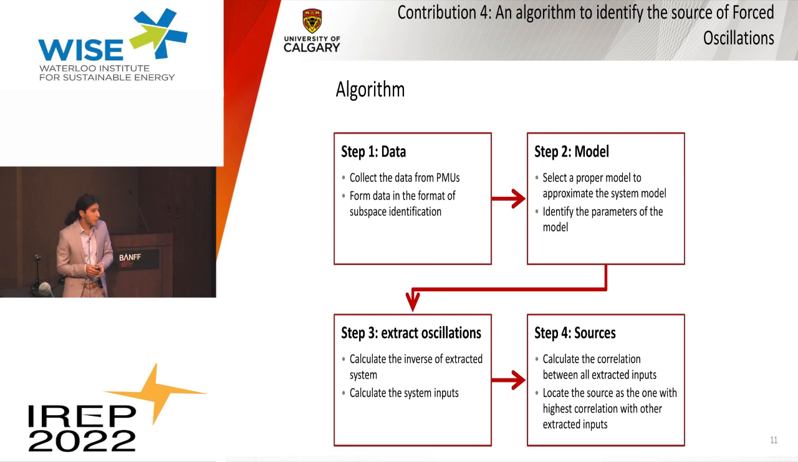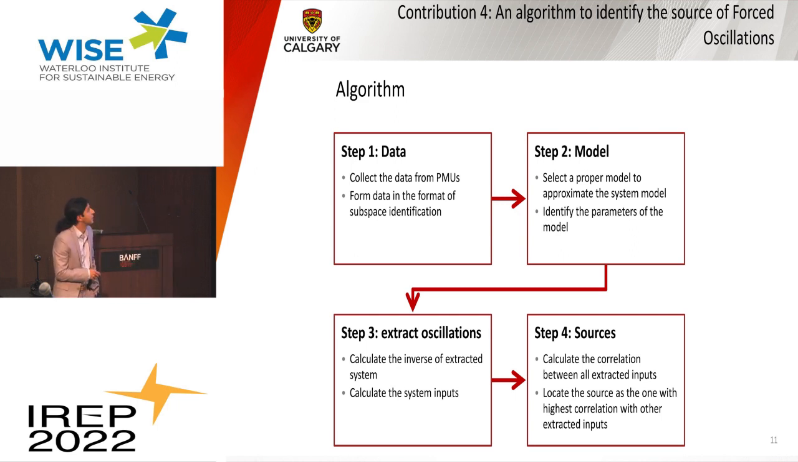In the second step, we choose our model. As I said, in this study, I chose the forward innovation model. After that, we determine the state vector and extended observability matrix, and in the last step, we have the model of the system, and we have all the parameters of this system.